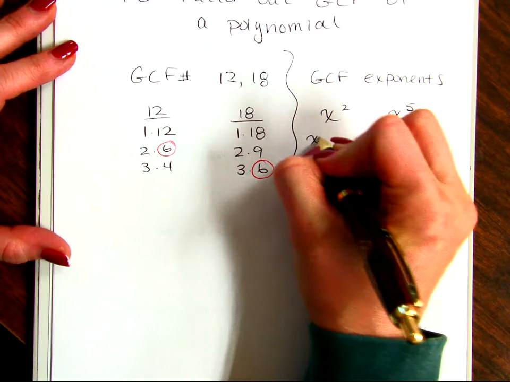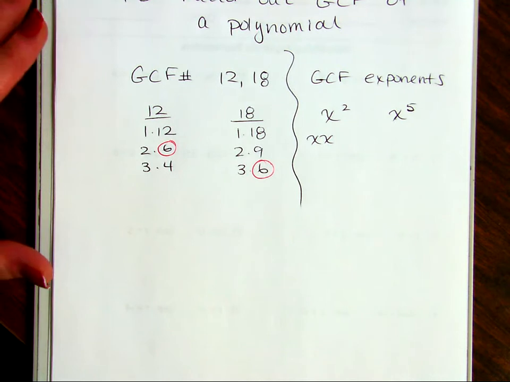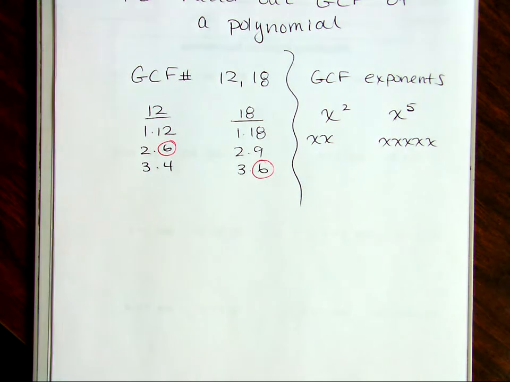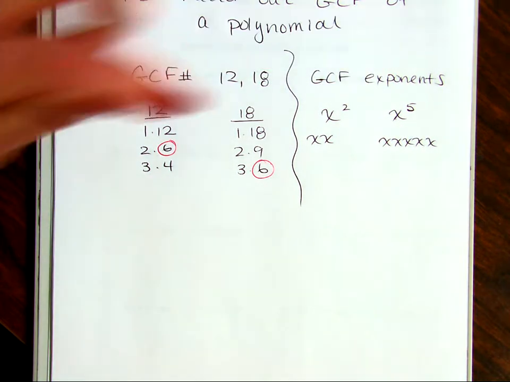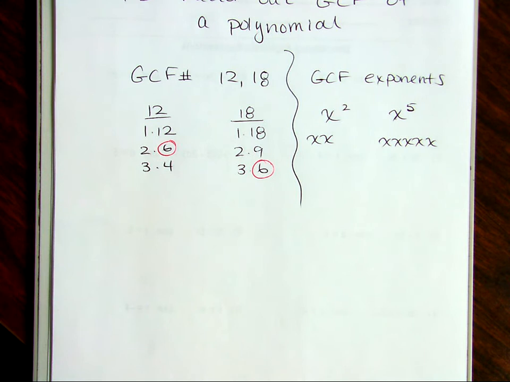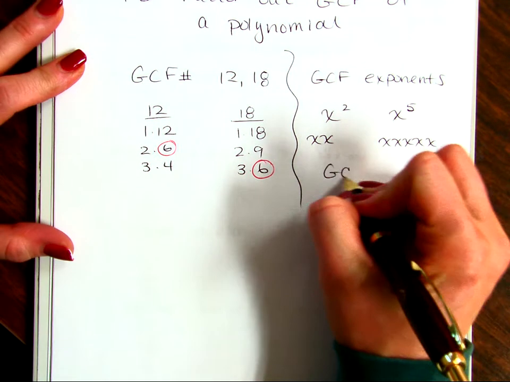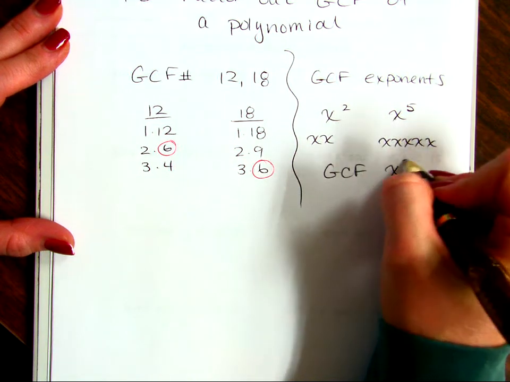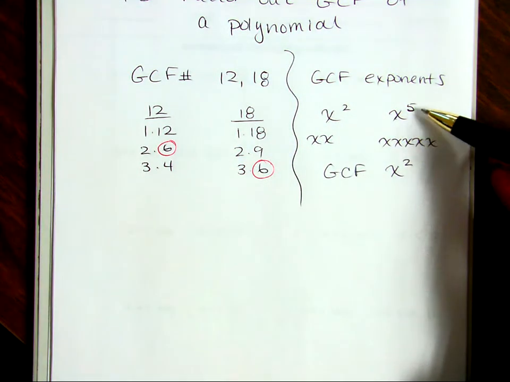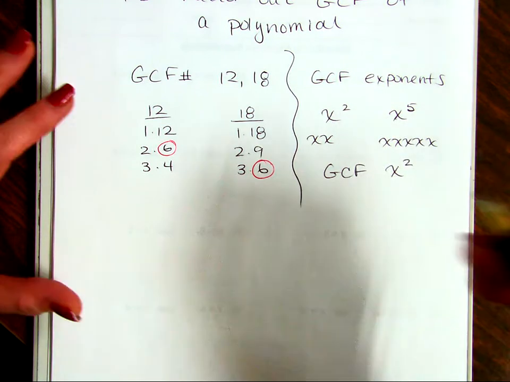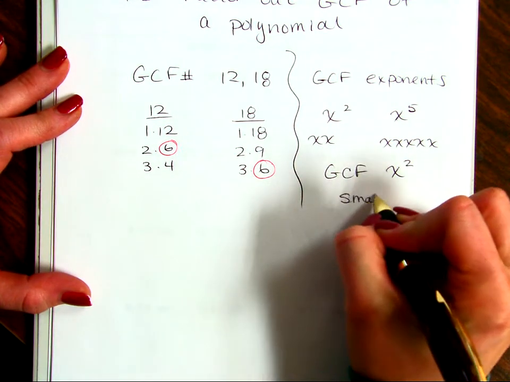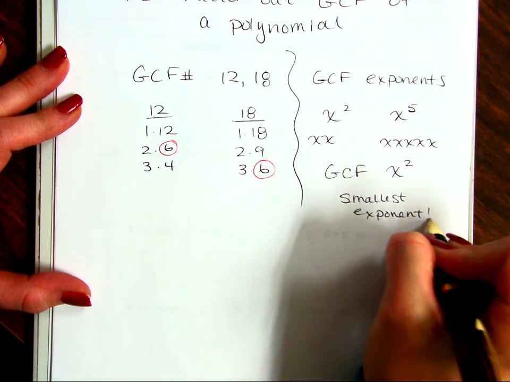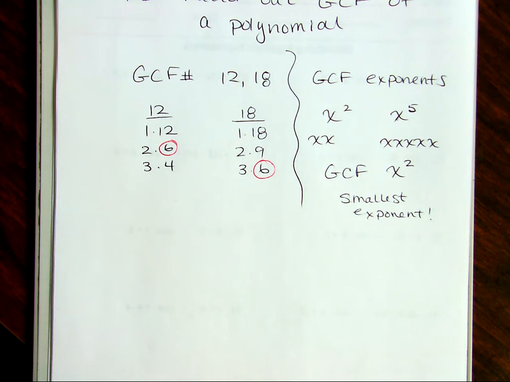So if I write that x squared out in standard form and say there's 2 there and there's 5 here, what's the greatest number of x's that I can get from both of these monomials? 2, right? So the GCF of x to the 2nd and x to the 5th is x to the 2nd. I know I can get 5 x's out of here, but I can only get 2 out of here. So the GCF is always going to be your smallest exponent, okay? Keep that in mind. That's going to come in really handy.